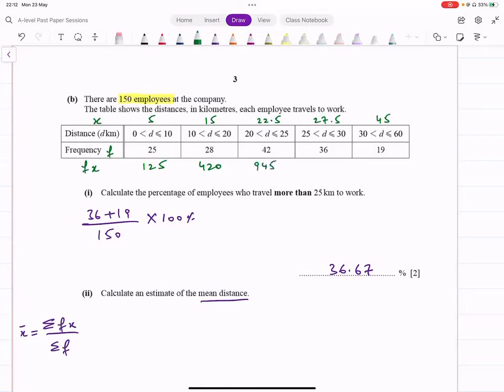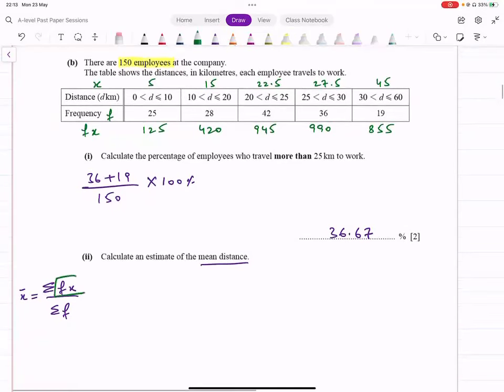ये आपने कैलकुलेशन टेबल में कर लेनी है ताकि कोई एरर ना हो, उस पर डायरेक्टली करने की कोशिश ना करें. Write it down, and that's going to reduce the chances of careless errors. 36 into 27.5, that gives me 990. And then 19 into 45, that is 855. ये मेरे पास सारे fx आ गए, fx.